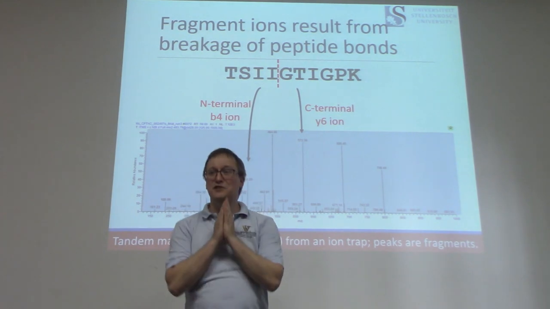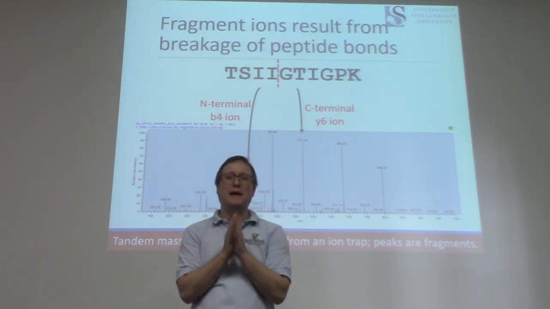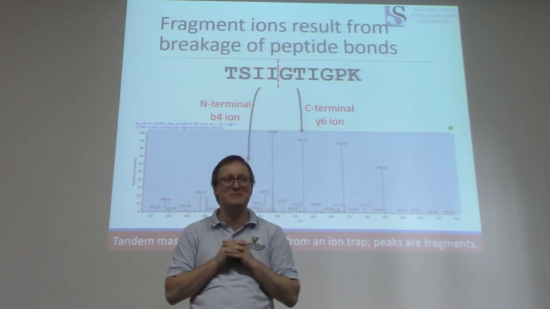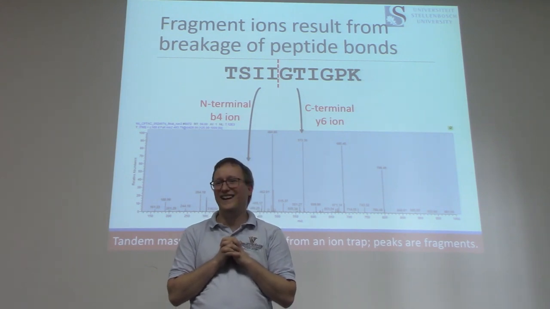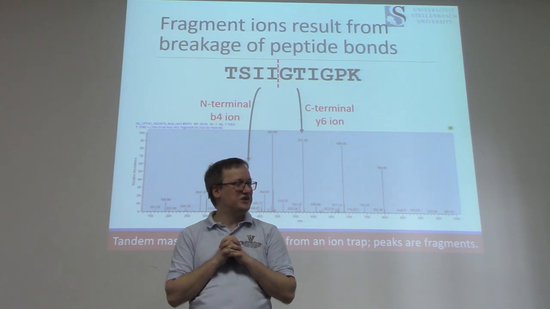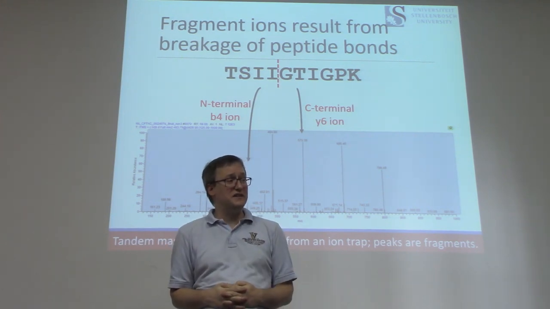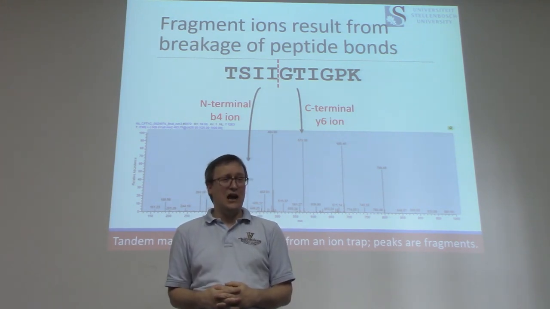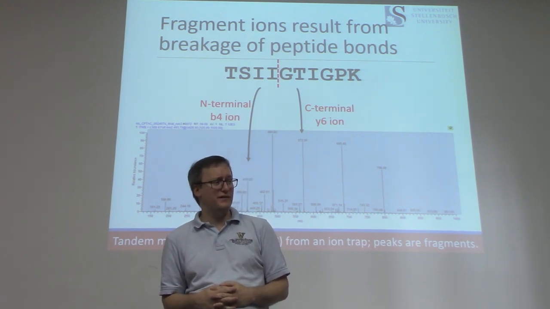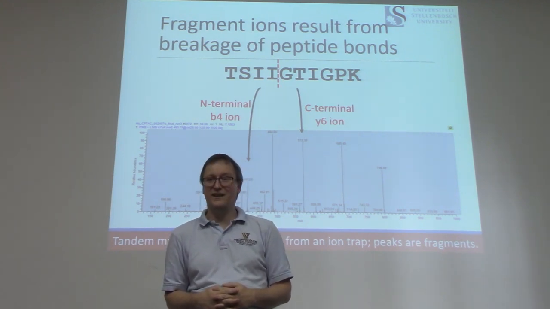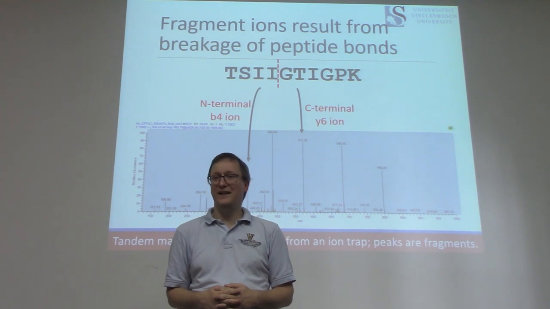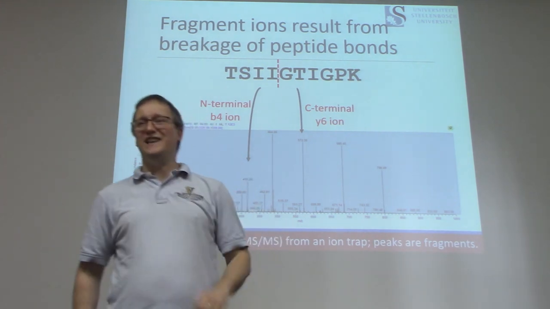Now, I have 10 amino acids. How many peptide bonds are present in this peptide? Of course. I have 10 amino acids in this peptide. How many peptide bonds do I have? Nice! Yes, 9. Very good.